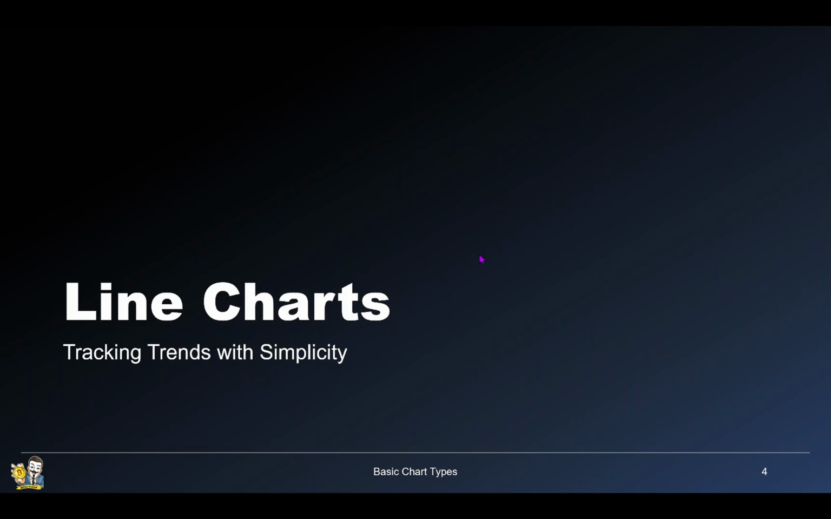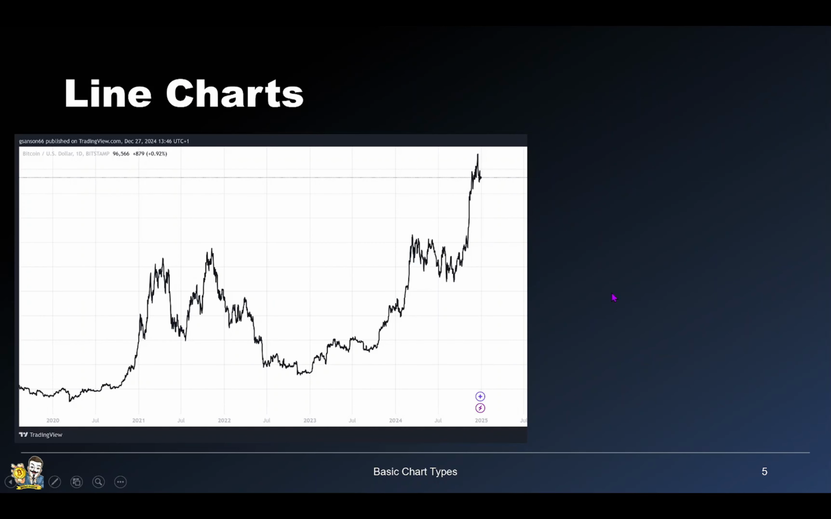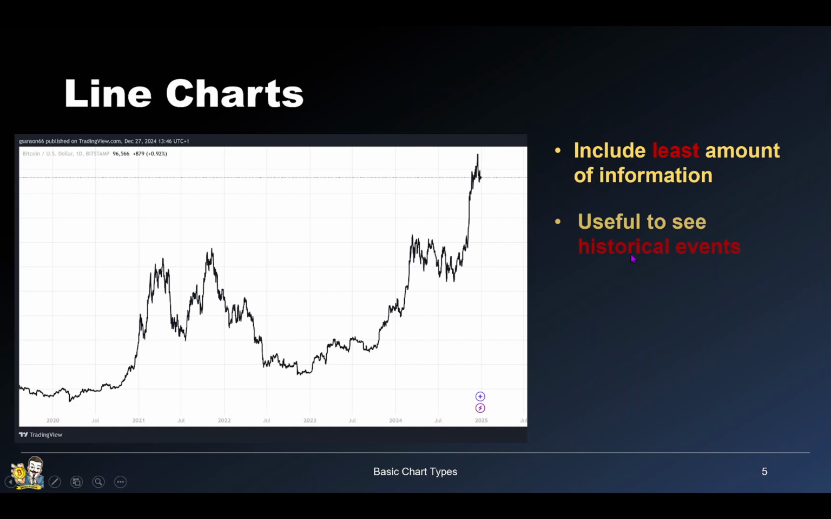So let's begin with the line charts. It allows you to track trends in a very efficient way. So here's what the line chart looks like. You should know that it includes as little information as possible. It's also very effective in tracking historical events. It is possible to load it in a logarithmic mode to never forget what happened in the past. And also, you should know that chart types are fractal.